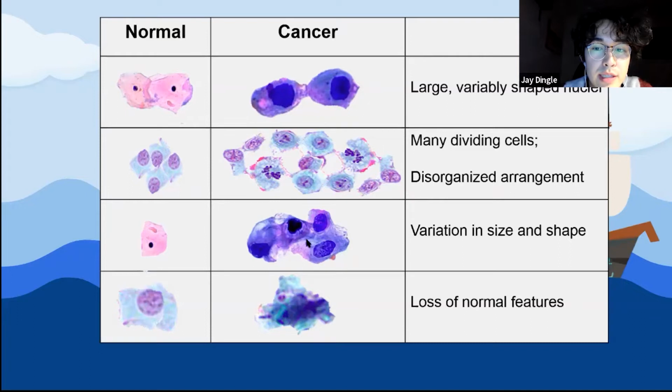Again, variations in size and shape, and then loss of normal features. So we can clearly see some of these specialized features in the normal cell, but we lose that distinction when these cancer cells are stained.